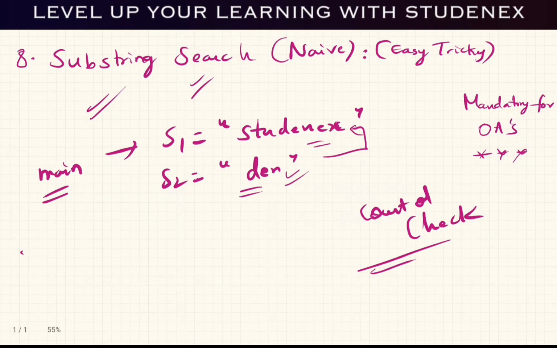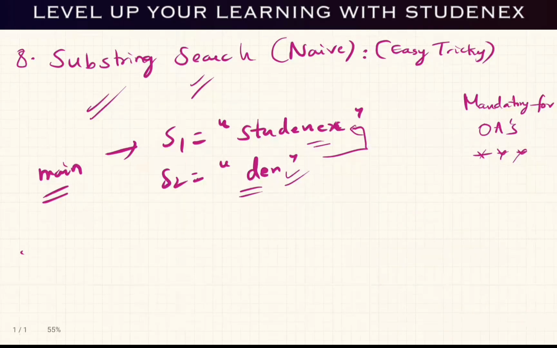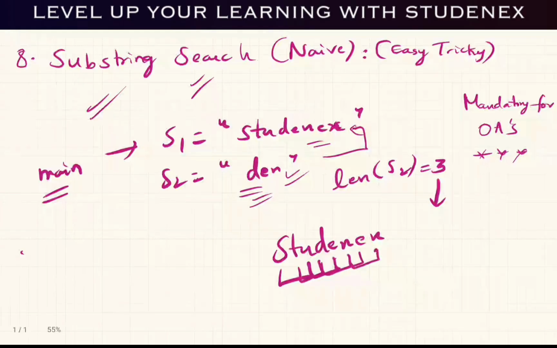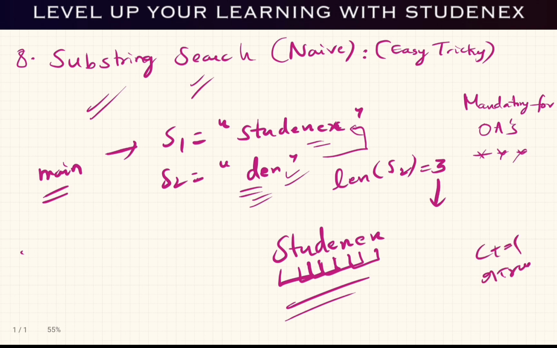What I'm going to do here is use a substring method, where we pass each substring in the main string. This is our main string, and our substring is going to be "den". The length of string 2 here is 3. So I check every 3 elements until the end of the main string. If we find that particular substring, we increase the count or return true.